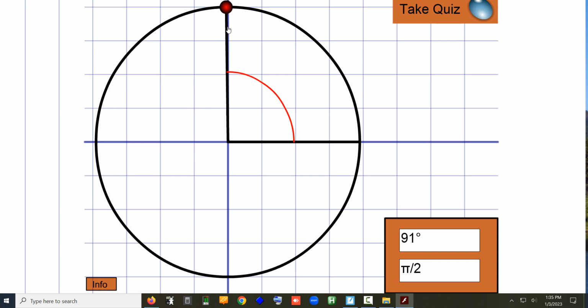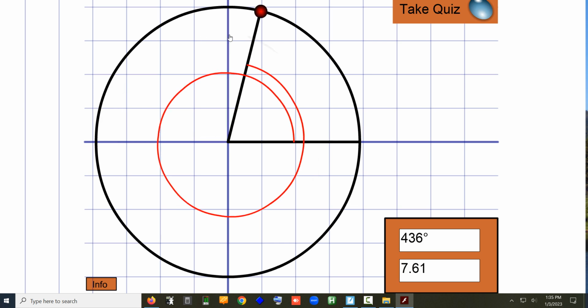Here's another example. Here's 90 degrees. What did we say the coordinate of 90 degrees is on a unit circle? 0, 1. So now let me go like this. 450. What's the coordinate of that red circle now? It's still 0, 1. So adding and subtracting 360 to a number doesn't change where it would stop in the circle.